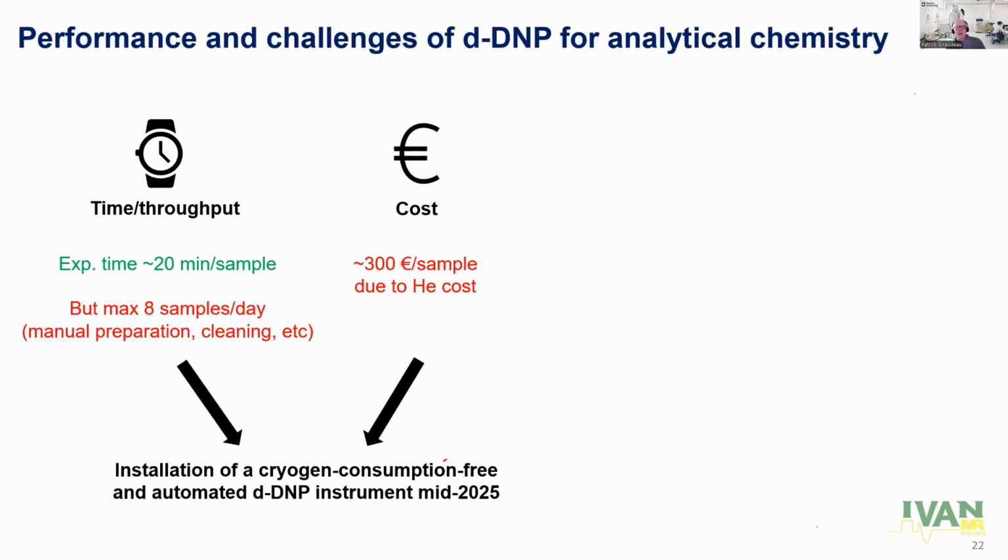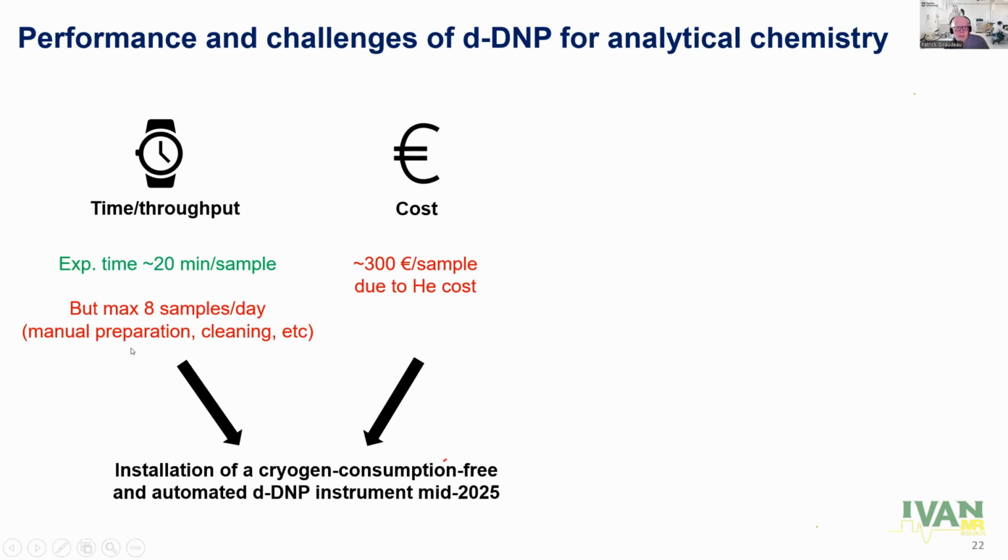If we step back a little bit, there are things to discuss, and there are many things that remain to be improved until dissolution DNP can be more routinely applied for metabolomics. First, there are very practical questions. The first one is the time and the throughput. As I mentioned before, with this setting, the experiment time was about 20 minutes per sample. That's quite good in terms of throughput, and not very different from conventional proton NMR metabolomics. But the bad news is that with our prototype, we could reach a maximum of 8 samples per day.